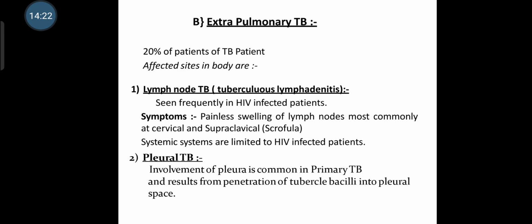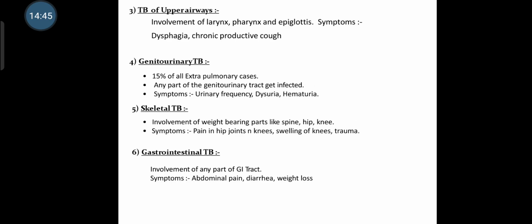and supraclavicular lymph node. Next is pleural tuberculosis. It consists of involvement of the pleural cavity, which surrounds the lungs, and is common in primary tuberculosis, and it results from penetration of tubercular bacteria into the pleural cavity or pleural space. So that's why the name is given as pleural tuberculosis. Next is tuberculosis of the upper airways. These include the larynx, pharynx, epiglottis, etc. Signs and symptoms include dysphagia and chronic productive cough.